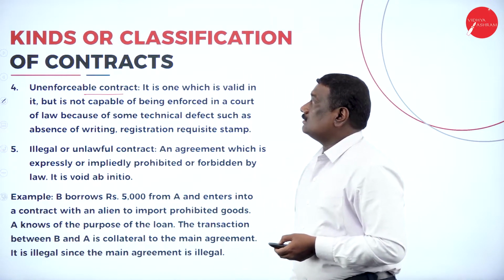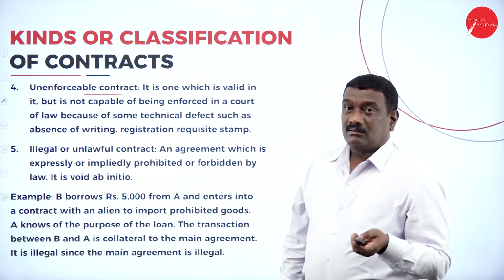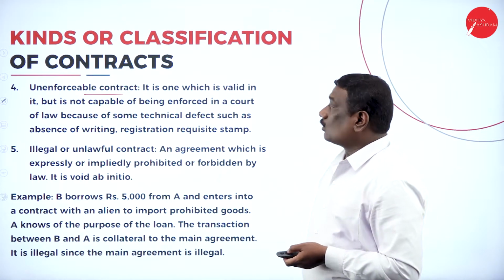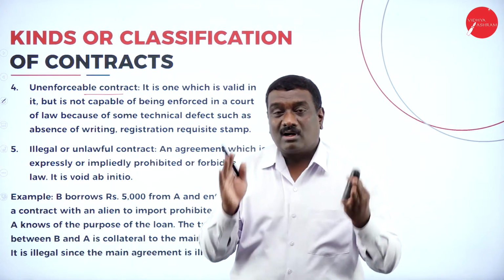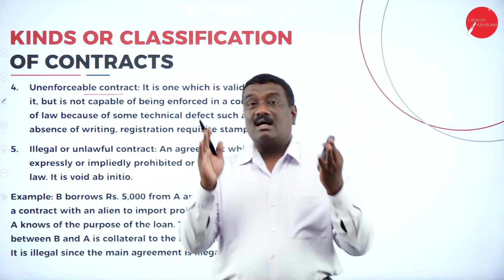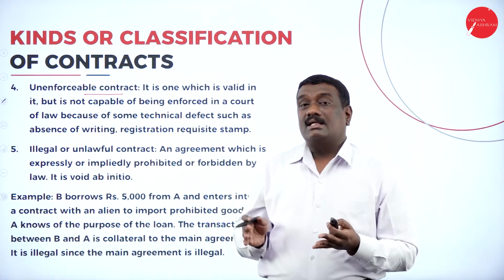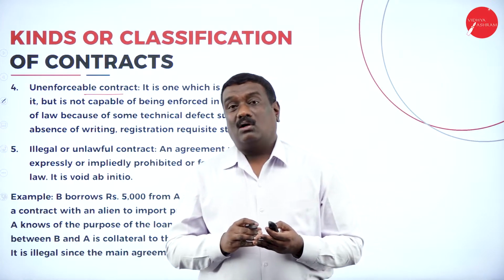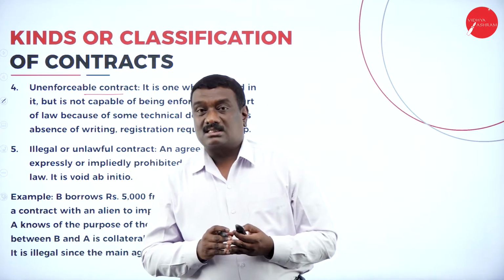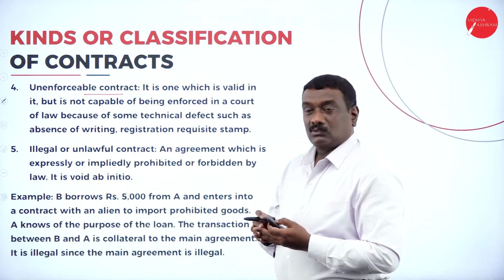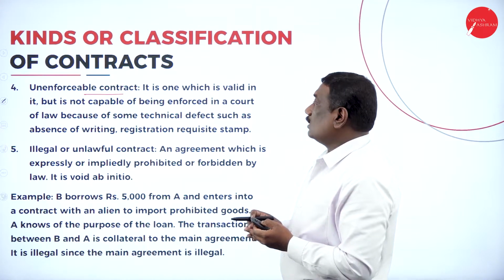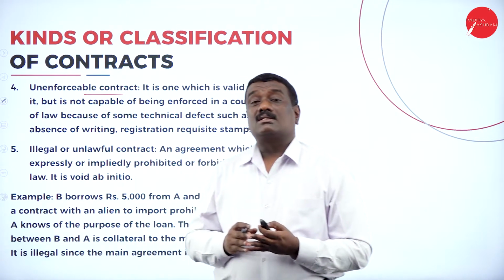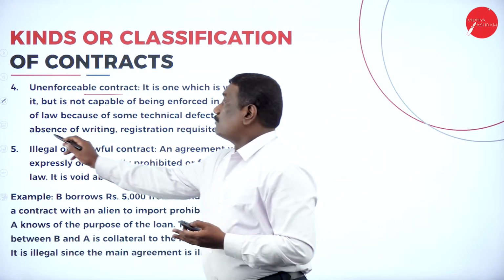It is one which is valid, but at a later stage is not capable of being enforced in the court of law. Why? At the time of agreement, that particular contract is a valid contract, but at a later stage you cannot take that case into the court of law and seek justice for whatever loss has occurred, because it may be due to technical reasons or technical problems, such as absence of writing.